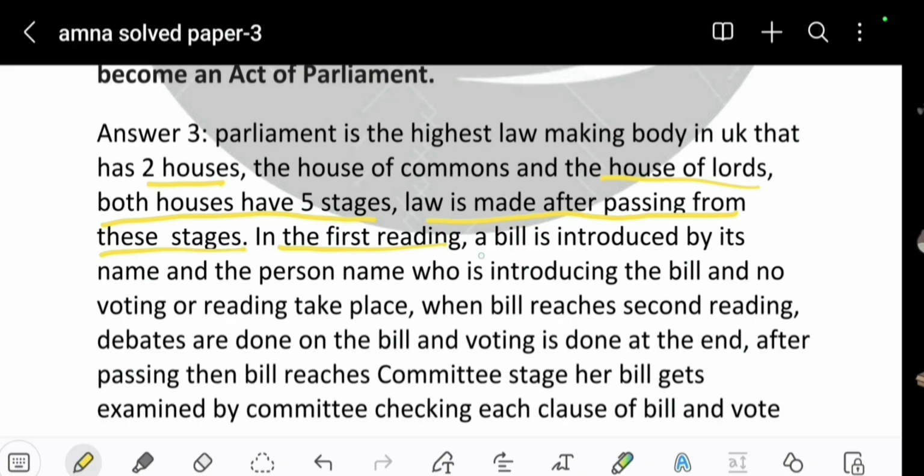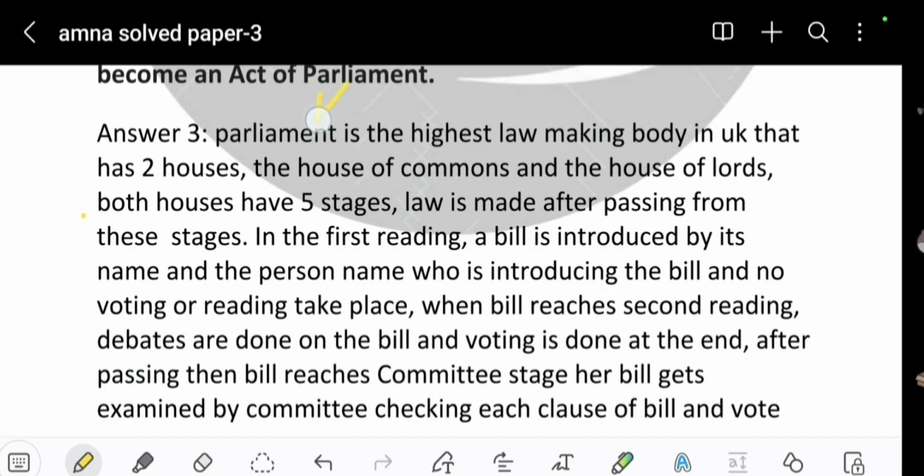In the first reading, a bill is introduced by its name and the name of the person who is introducing the bill. So basically, you have seen clearly that I have mentioned 5 stages. Although in the marking scheme there were more than 5 points, I will include 5 stages, but I will also include those extra points from the marking scheme at the end. How I will include them, you will see in this video.